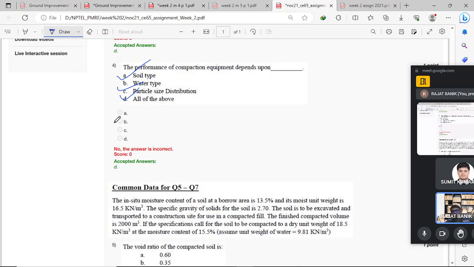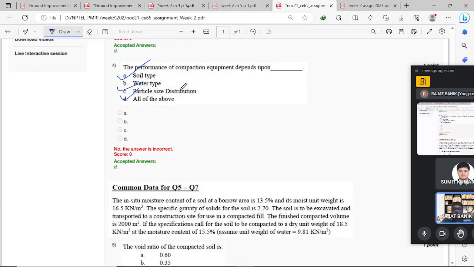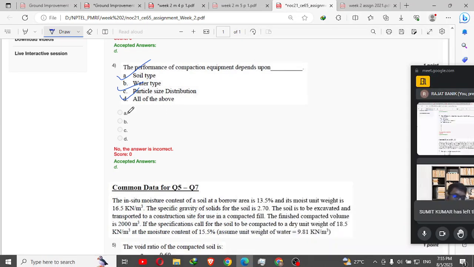So the answer is it depends on all the options, all of them are suitable. So the correct answer is all of the above.